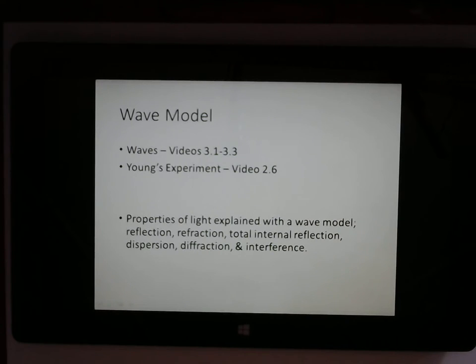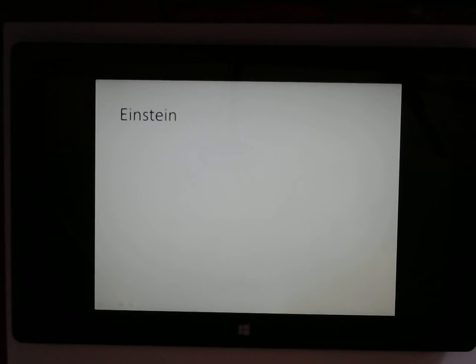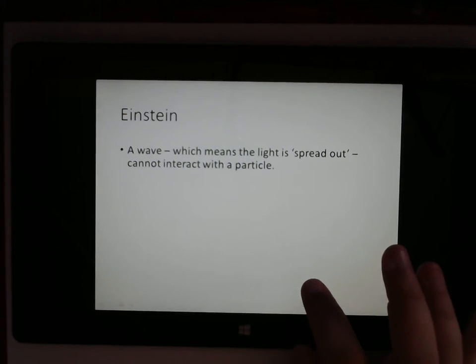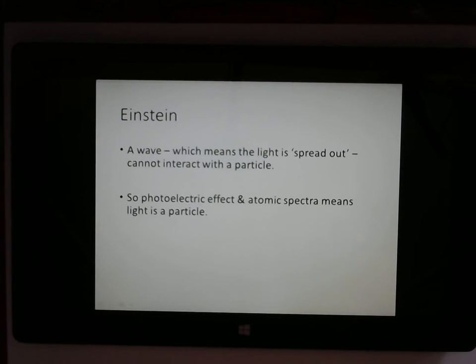Of course, Einstein came along. Einstein basically showed that a spread out wave could not interact with an electron. Okay, so a wave is where the energy is spread out, but that could not interact with an electron and cause it to do these things that they were observing. So without this, we couldn't have the photoelectric effect and we could not have atomic spectra. And so Einstein said, no, light's got to be a particle. Okay, it can't be a wave, it has to be a particle.